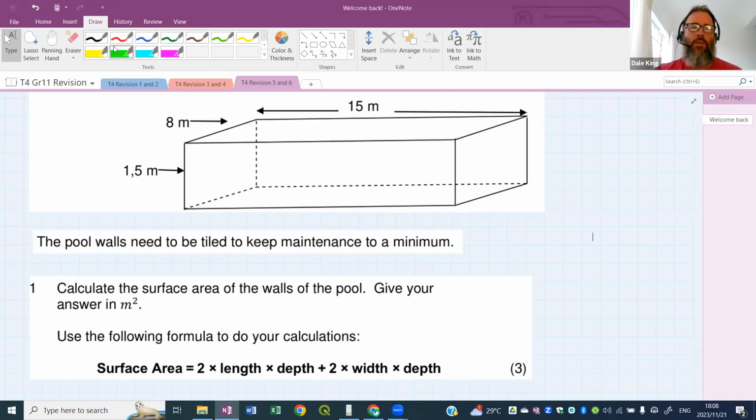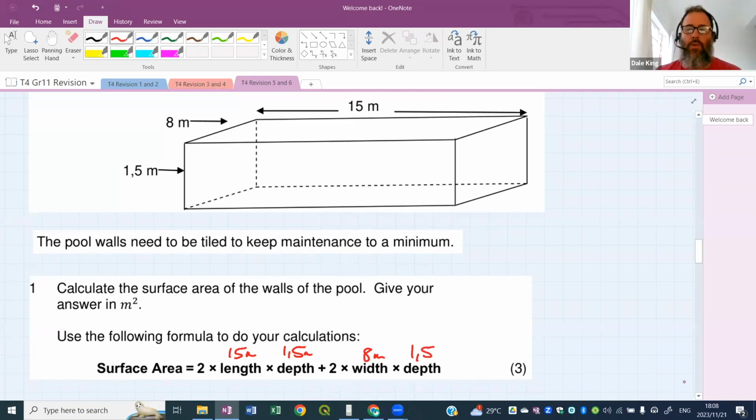Let's have a look and see how we do. So what I'm going to do is write the dimensions on top of this formula here to see what goes where. So we know the length is 15 meters. The depth is 1.5 meters. The width is 8 meters. And the depth again is 1.5.